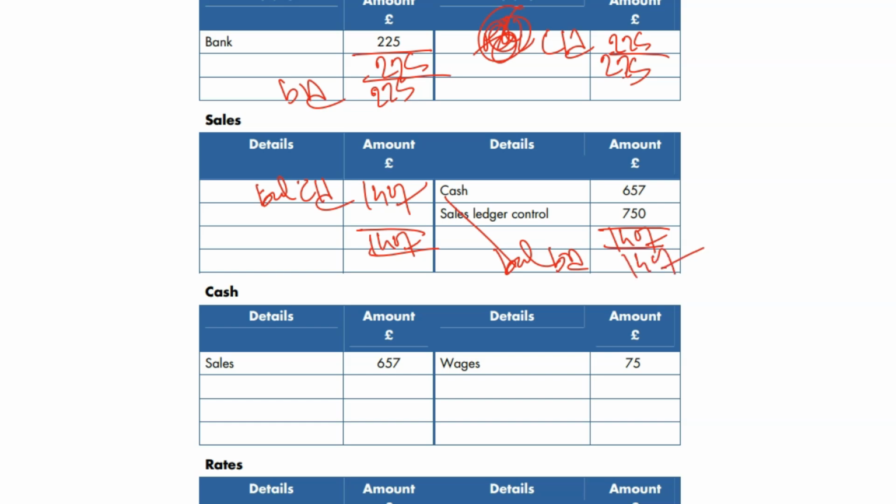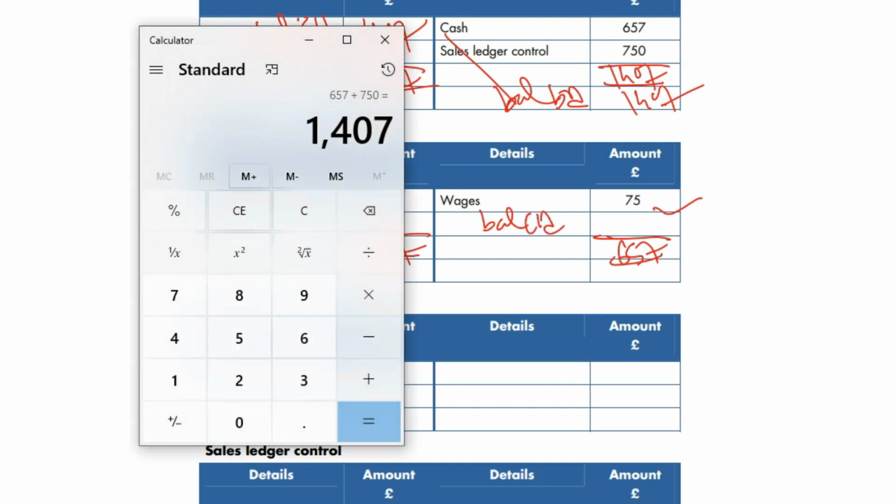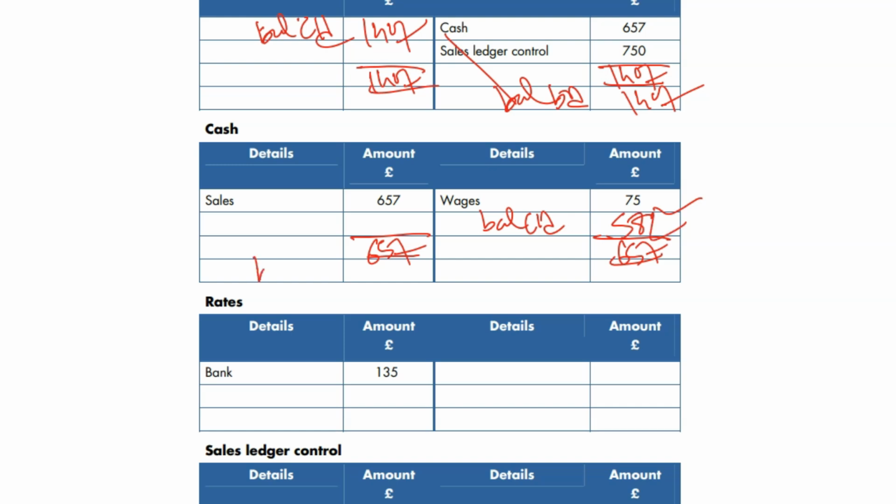1407. Now, in the cash account we have both sides, and in a similar way we're going to do the total. 657 is bigger. I'm writing it down here. 657. 75 should be taken away to get your balance CD. So 657 minus 75. You got 582. CD. That becomes BD. 582.